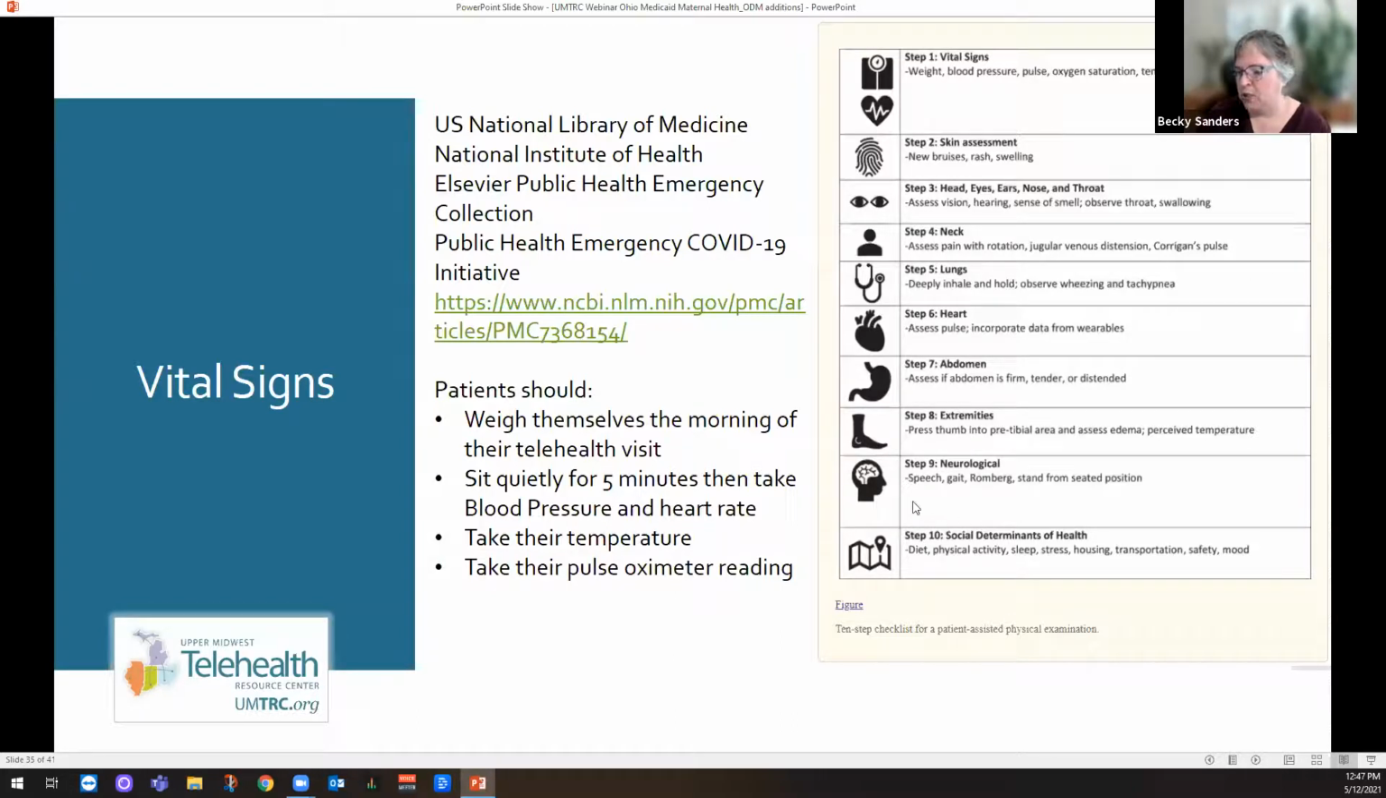Other things that you can do if you need to do some type of a neurological exam or something like that, by listening to the patient's speech or watching them walk around the room. For the extremities, you could certainly have the patient hold up their hand or their leg to the camera and show you what that looks like. Certainly you could ask them to do deep breaths and hear, just not with a stethoscope probably, but just listen to them and pay attention to them.